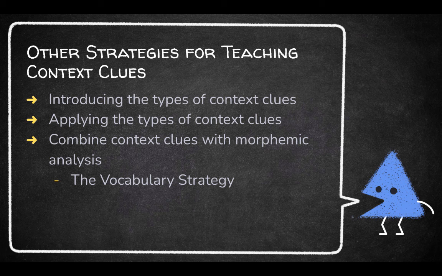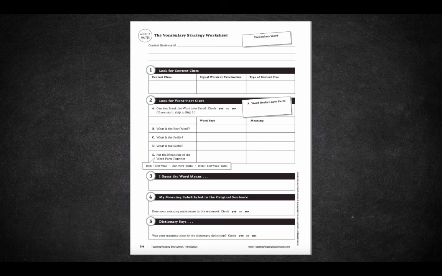Other strategies for teaching context clues include introducing the types of context clues that we reviewed earlier, applying the types of context clues, and combining context clues with morphemic analysis, such as the vocabulary strategy that's described in your textbook. This is the worksheet provided by the Teaching Reading Sourcebook for teaching the vocabulary strategy.